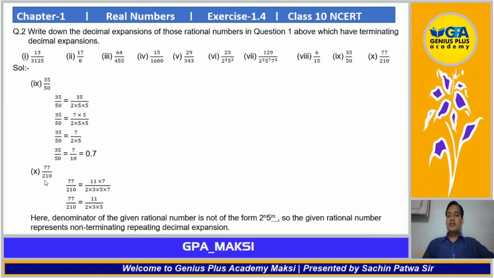Our last question is 77 by 210. So we can write 77 as 11 into 7 and 210 in the form 2 into 3 into 5 into 7. So 7 and 7 cancel. So we get 11 by 2 into 3 into 5. So it is not in the form 2 raised to n 5 raised to m. So here the denominator of the given rational number is not of the form 2 raised to n 5 raised to m. So the given rational number represents a non-terminating repeating decimal expansion. Pause the screen and note it.